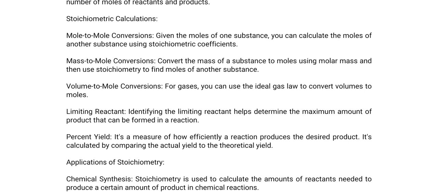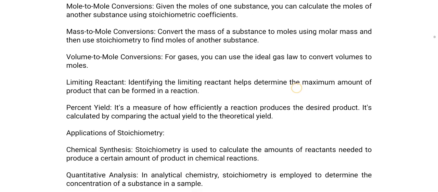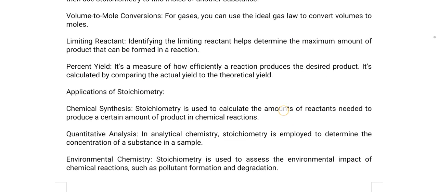Then limiting reactant. Identifying the limiting reactant helps determine the maximum amount of product that can be formed in a reaction. Then percent yield. It is a measure of how efficiently a reaction produces the desired product. It's calculated by comparing the actual yield to the theoretical yield.